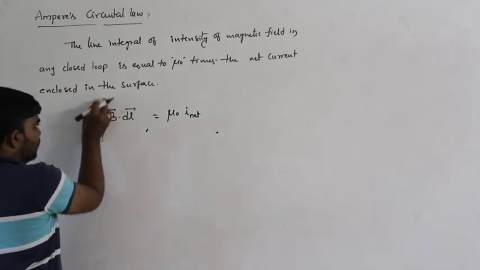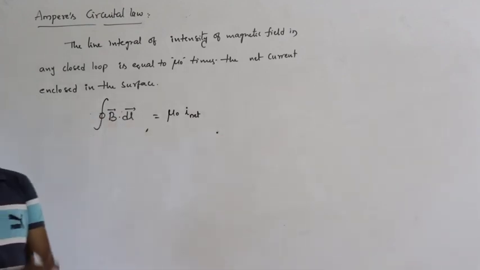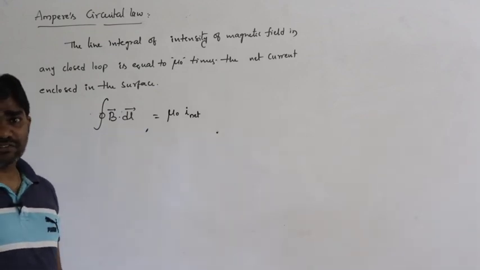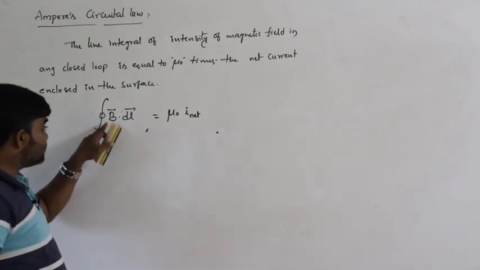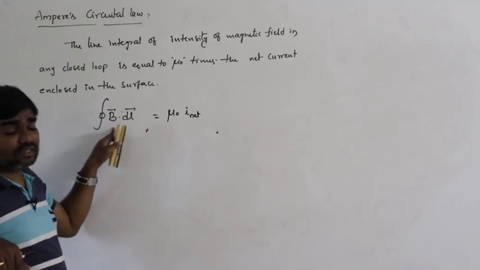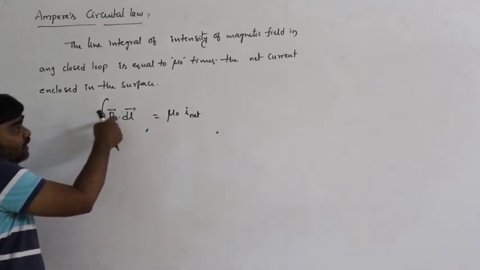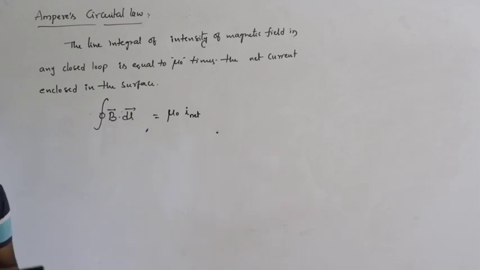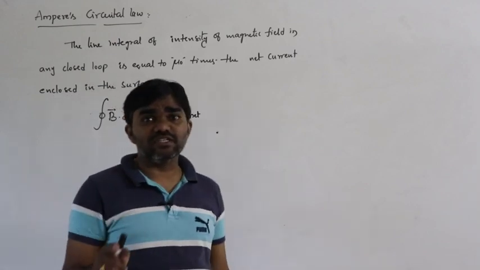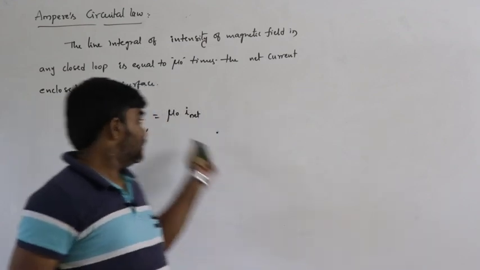This symbol indicates line integral, not surface integral. While calculating Gauss law, we have to consider the surface integral, which means total surface area, but here it is the line integral. Line integral means the length of that loop only. That is the difference. In Gauss law it is surface integral, integral of E.dS, where dS means surface area, but here it is length only.